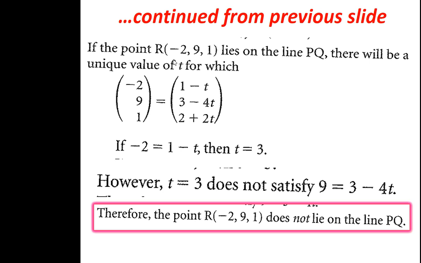If this point R did lie on the line, then whatever value of t you got from solving the first one would also be the value of t for the other ones. Or if you sub in t, you'll get that. If you sub in t is 3, you'd get that. So that's a quick way to work it out.